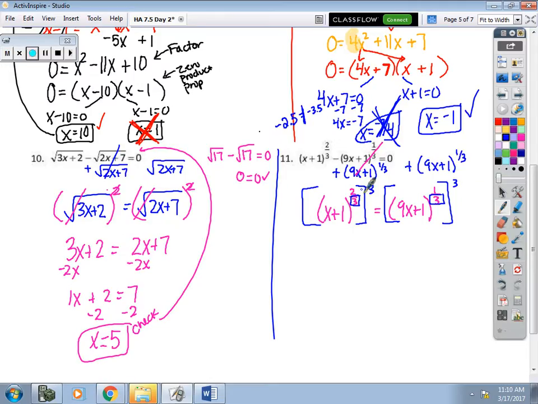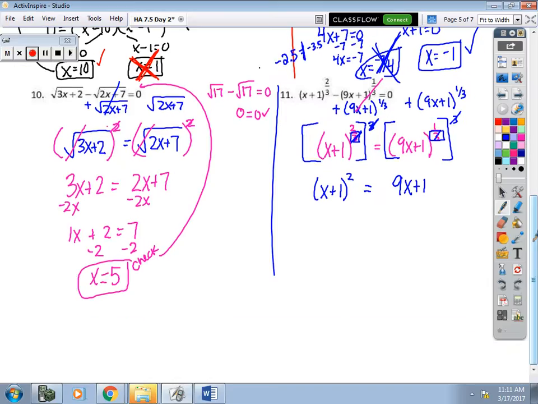So what will happen is you'll end up getting 6/3, which is still squared. Or you'll also notice that these will kind of divide out. So I'm left with x plus 1 quantity squared. On the other side, the 3's are going to divide out to get me 3/3, which is just 1. So this is really just 9x plus 1 to the first power. So I'm not going to write that. And then we'll solve for x from here.